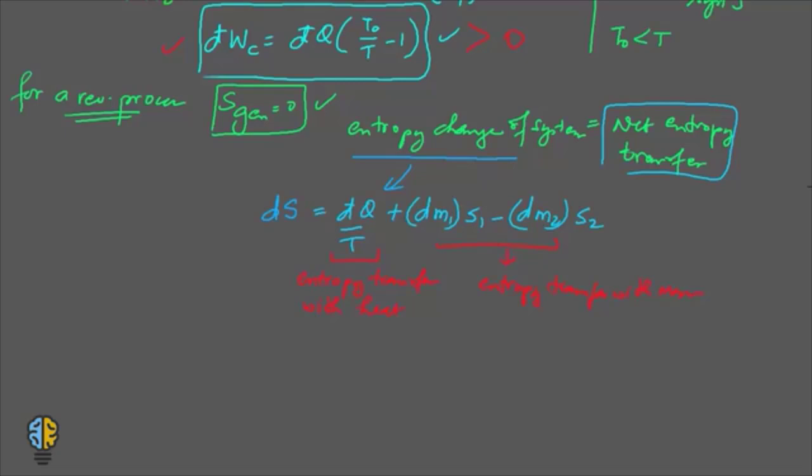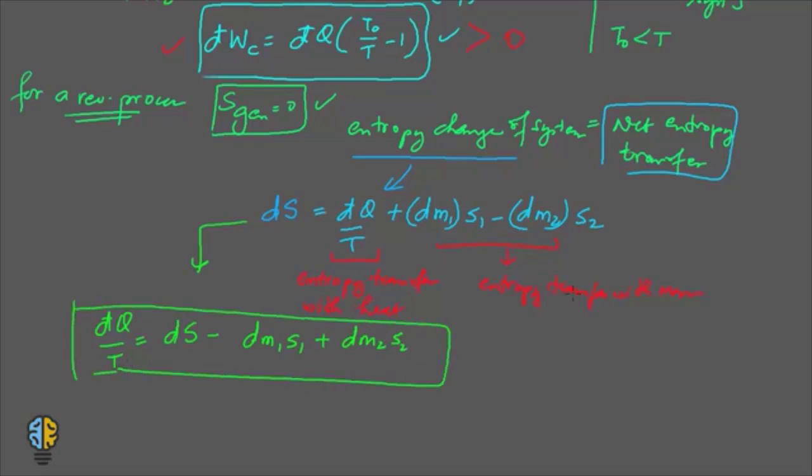Okay, so let's rearrange this equation a bit, and I can have dQ upon t is equal to dS minus dm1 s1 plus dm2 into s2. So let's put this in a green box.